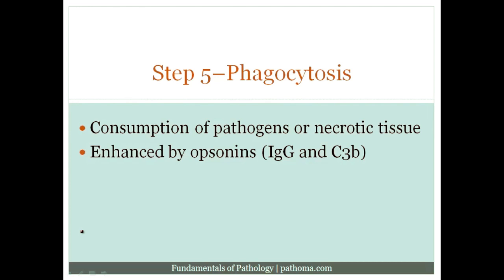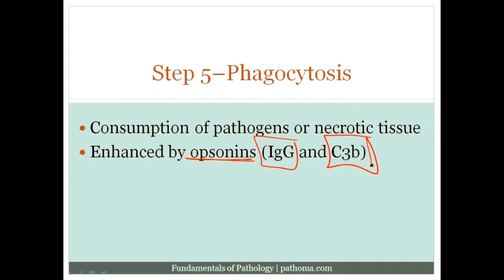But one of the ways by which we can enhance phagocytosis is by opsonins. Opsonins are molecules that the neutrophils can recognize, and when the neutrophils see these molecules, they know that, aha, this is the thing that I'm supposed to eat. So when it sees IgG, that is an opsonin that the neutrophil can recognize and then eat whatever is bound to the IgG. And similarly, another important opsonin is C3b.